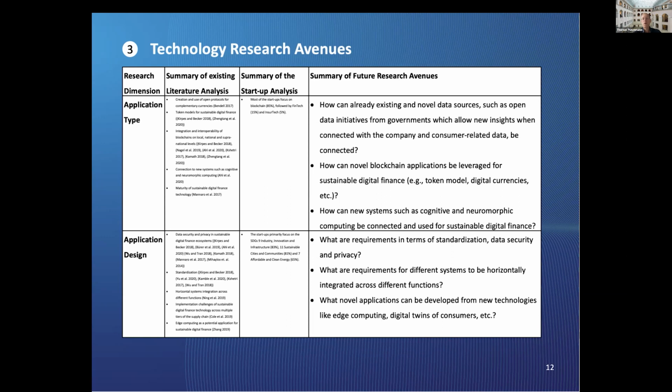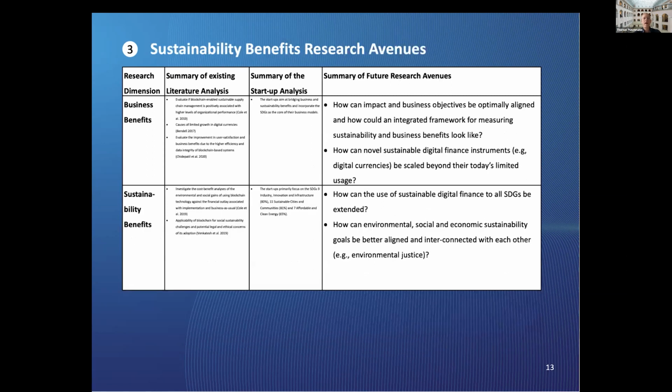And then what are requirements in terms of standardization, data security? What are requirements for different systems to be integrated across the different functions? So there are a lot of questions, like also new technologies that are around edge computing, digital twins of consumers, for example, that can be built. So there is a whole bunch of new things coming up there.